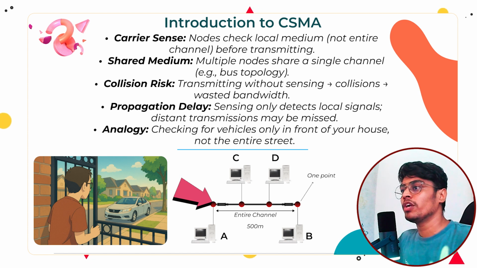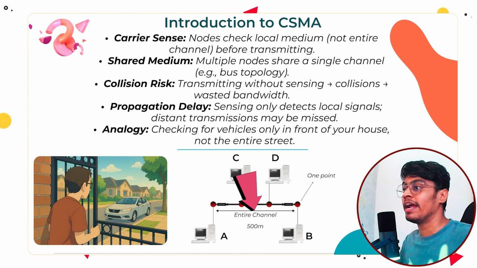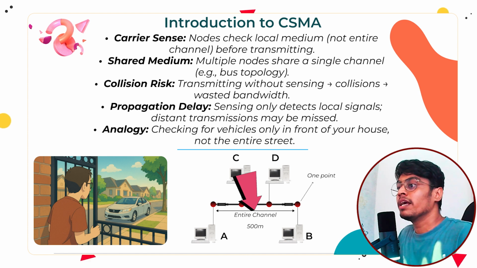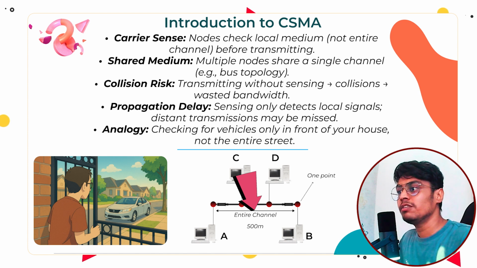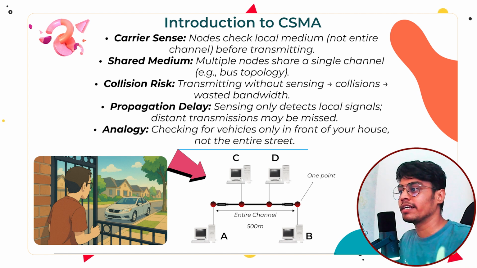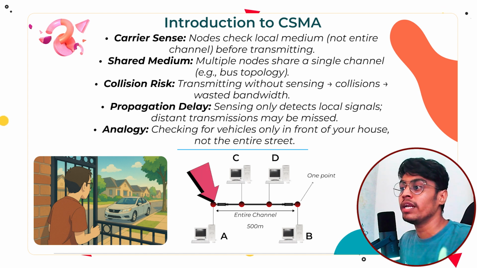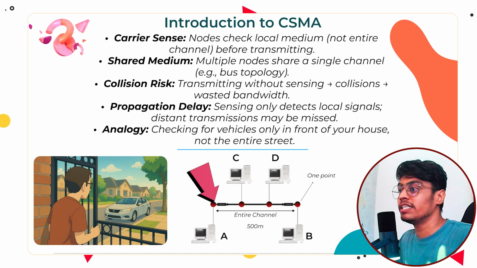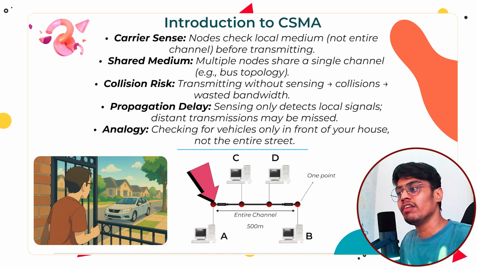Now an important point where students get confused. Sensing the carrier doesn't mean that it will sense the entire channel or entire medium. No, that's not how it works. Let's say our medium is 500 meters long. Our wire is 500 meters long, half a kilometer we can say, and it has multiple nodes connected to it. Let's say 4 nodes are connected. So if node A wants to send data, when A senses, it will sense only at its point. It will only check at its location: is data already moving or not, is there already a signal present or not. If a signal is already there, then A will not transmit data.